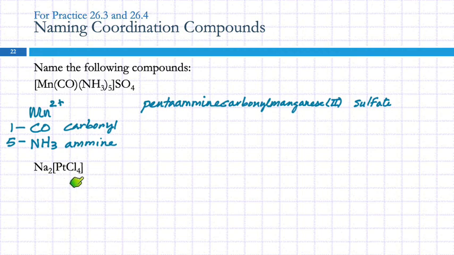Let's look at this one. So here we have sodium ions, and then we have the complex ion in brackets. So here we have a negative complex ion. We've got 2 sodiums, those are each +1, and so the complex ion here must have a -2 charge. So this is PtCl4 2-. So what is the oxidation state of the platinum?